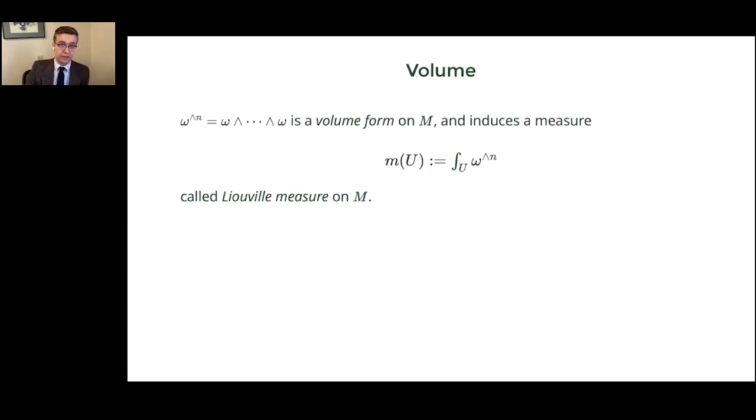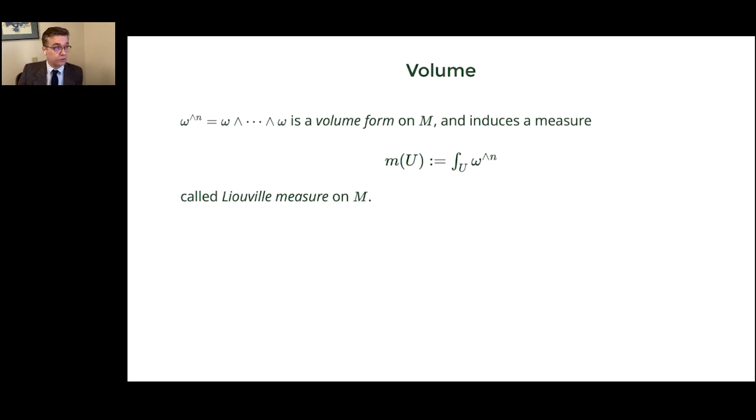The first thing is it automatically gives you a volume form. The non-degeneracy condition is equivalent to the statement that if I wedge this form with itself as many times as I can, then I get a top degree form, since the manifold has to be even dimensional. That top degree form is a nowhere vanishing top degree form, so it has to be a volume form.